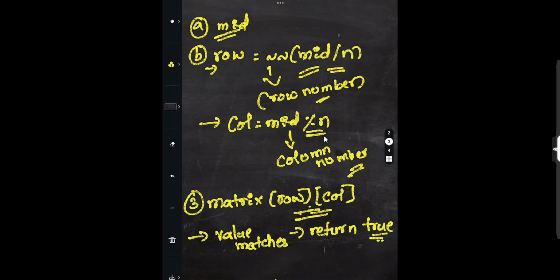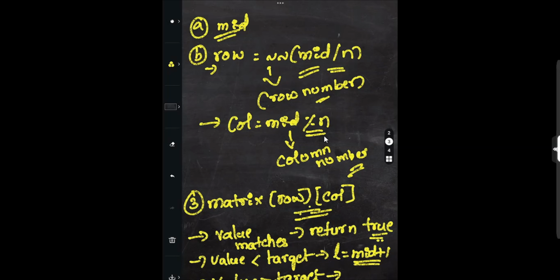This is the first thing. If the value is smaller than target, then what will we do? We will move the left pointer to mid plus 1. I'll just write here L equals mid plus 1. What about when the value is greater than target? Then we will move the right pointer to mid minus 1.